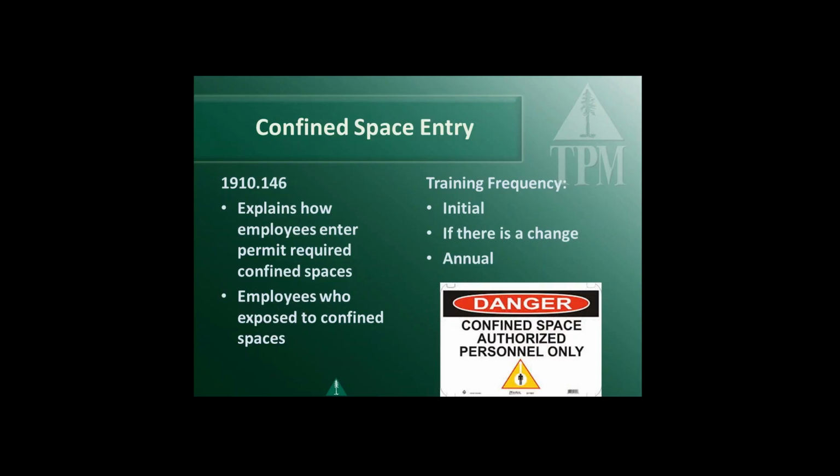Those are the reasons why everybody needs to be trained, and it's initial, and if there's a change, it's annual. Confined spaces kill a lot of people every year, so they found it important enough that you need to train initially, if you change or add a new space, and then annual, it needs to be updated.